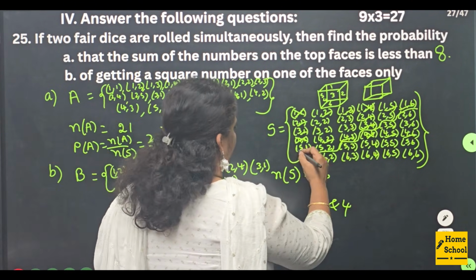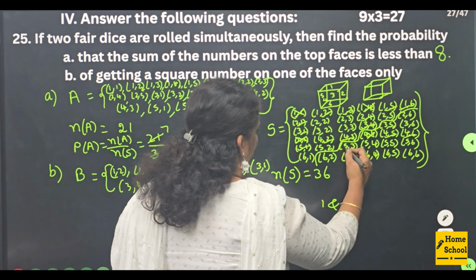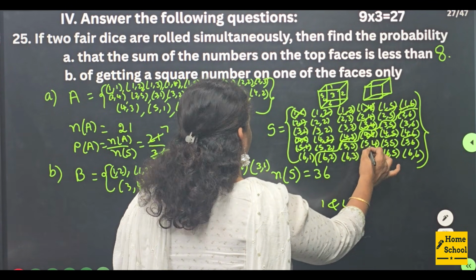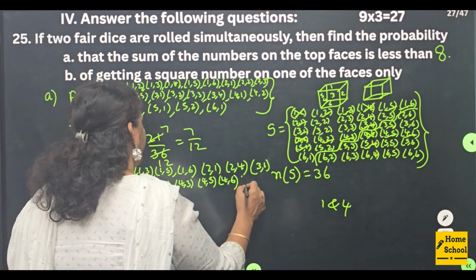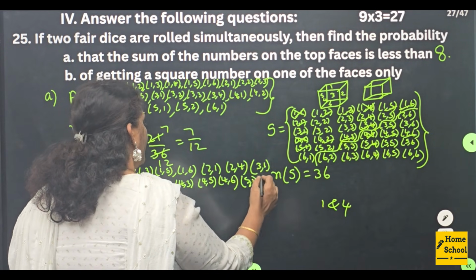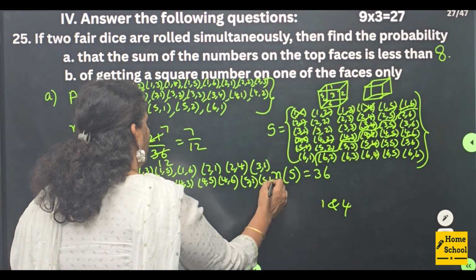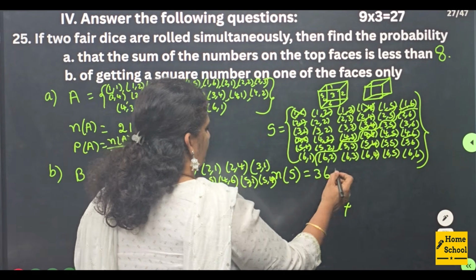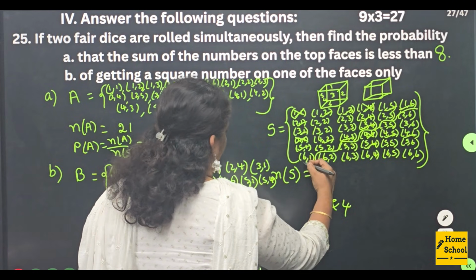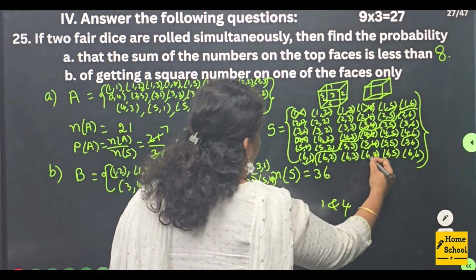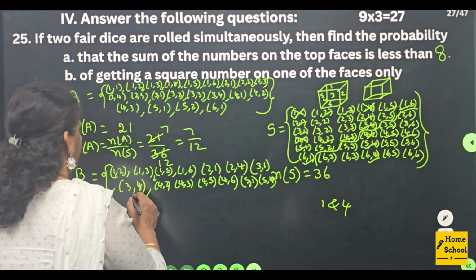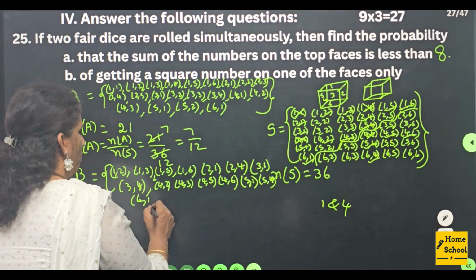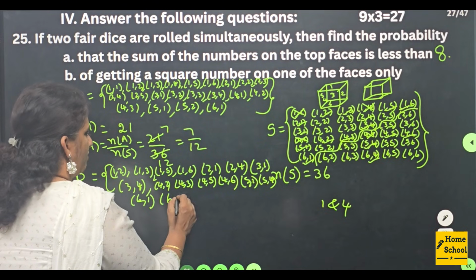Then next 5, 1, yes. 5, 2, no. 5, 3, no. 5, 4, yes. 5, 5, no. 5, 6, no. Here in this line we have only 2: 5, 1 and 5, 4. And next one, 6, 1, yes. 6, 2, 6, 3, no. 6, 4, yes. And these are all we cannot write. Therefore 6, 1 and 6, 4.